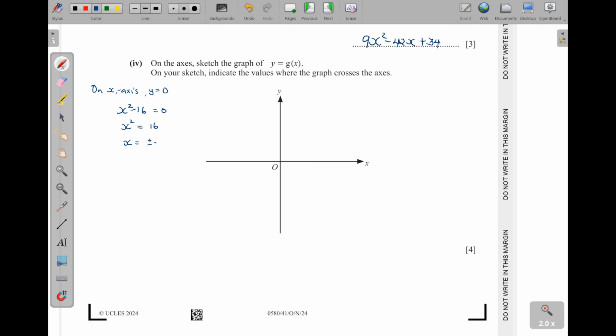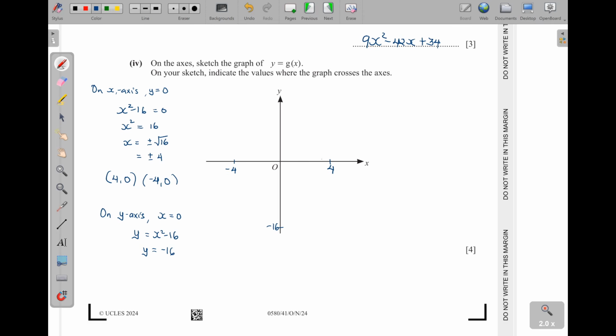So it is plus or minus the square root of 16, which is plus or minus 4. That means we shall have (4, 0) and then (-4, 0). So let's say this is 4, then this side we have -4. And on the y-axis, we know that x is equal to 0. So if you have y equal to x squared minus 16, when x is equal to 0, then y is going to be -16. So maybe -16 is this other side.